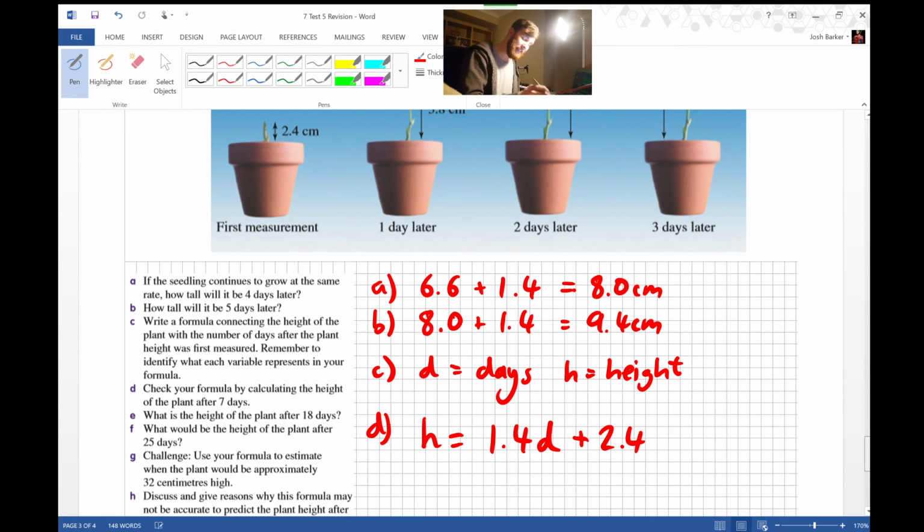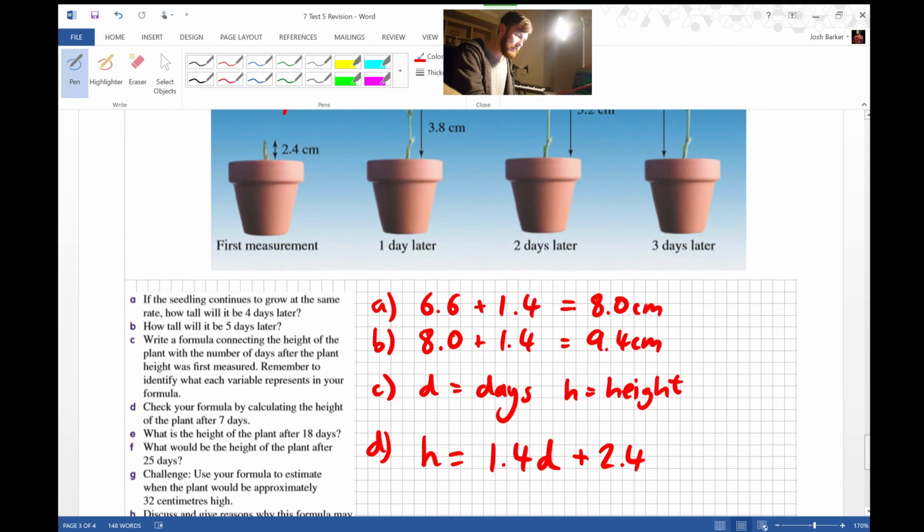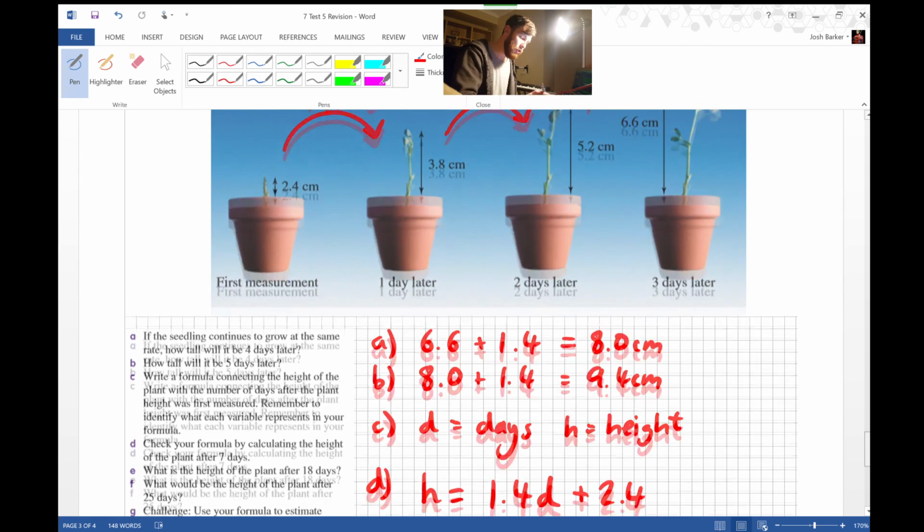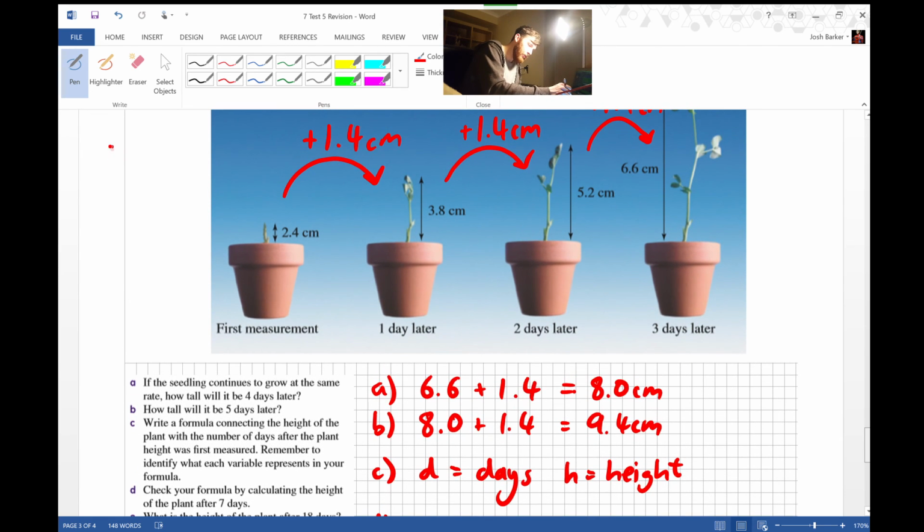Plus 2.4. Now I'm going to test that by having a look at some of these other ones. So using that rule, I'm just going to write it up on the side. H equals 1.4 times number of days plus 2.4. Let's test it, just to save a bit of time because I know it works. I'm just going to show you how it works for the 2 days later plant.